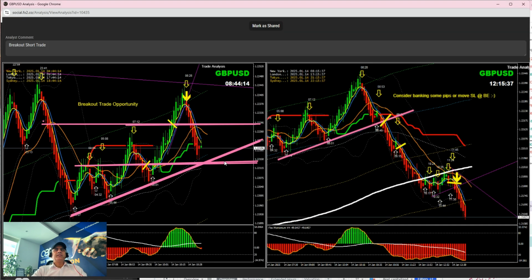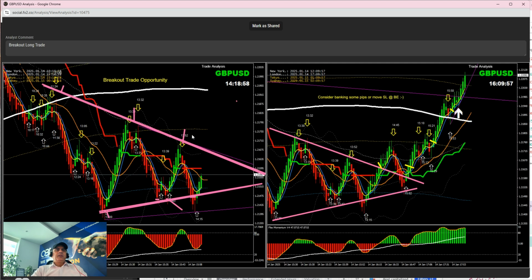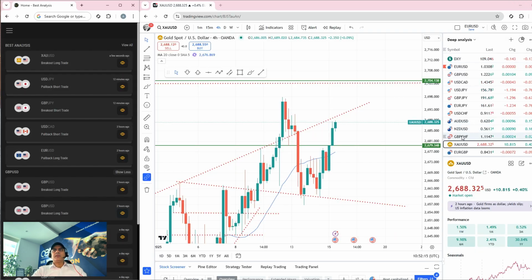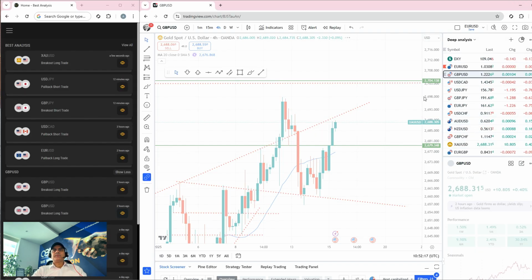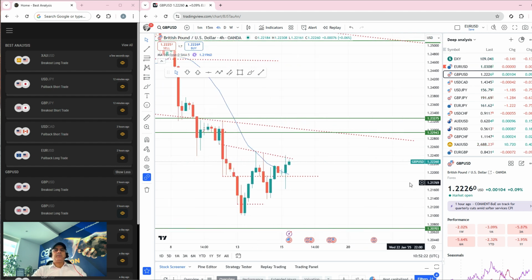Okay, let's look at this. This is the analysis we had yesterday. So let me talk about this one here. Okay, that's pretty straightforward. As you have seen yesterday, we had a short trade. Let's look at the 4 hour chart. Let me do the 4 hour chart first. Okay, so you can see here we had a beautiful short trade yesterday.